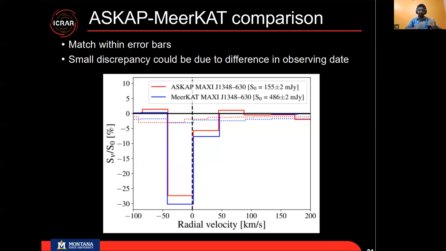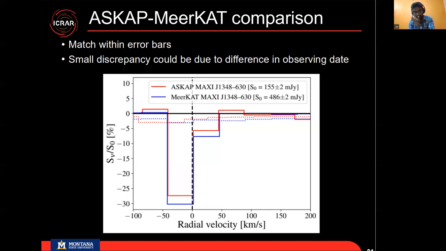MeerKAT observed the source on 10th of February, and ASKAP observed the source on 12th of February. So that could be one possibility, or the other possibility could be some instrumentation issues. But within the error bars, they both are similar. This gives us confidence that what we are detecting is consistent.